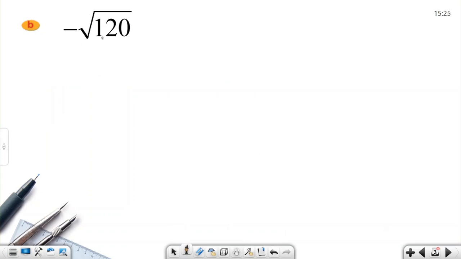Let's solve another example. This is negative square root of 120. I will give you a hint: 120 is between 100 and 121. So 100 and 121 are perfect squares. So it's between these two perfect squares.